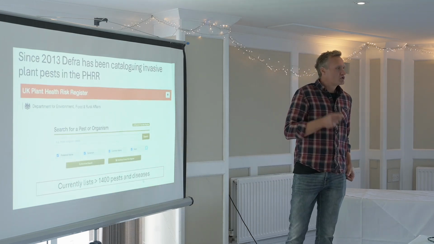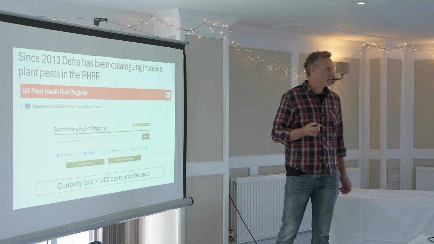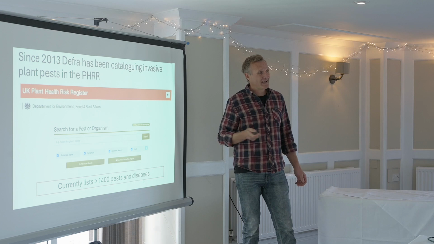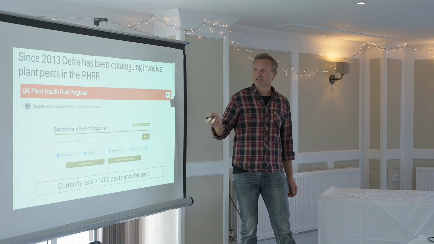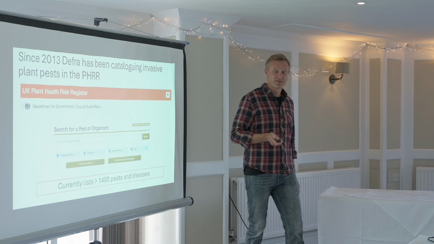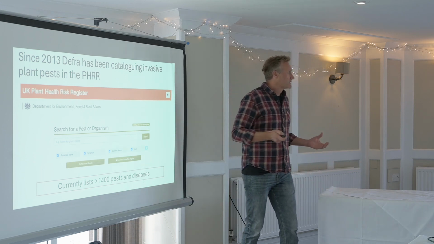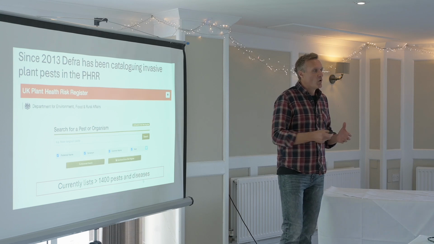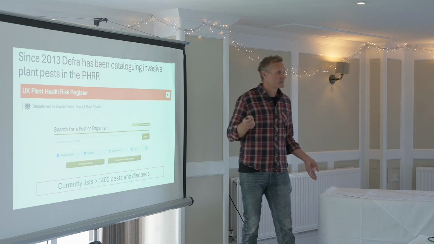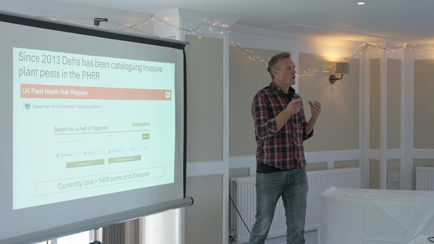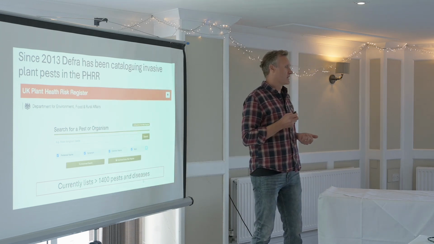Ash dieback triggered the government into a kind of a stress response on what might happen to trees, and they instigated a thing called the Plant Health Risk Register, PHRR. That's run by DEFRA. What this does is experts assess all of the known pests and diseases of crops and trees for their risk of arriving in the UK and how much damage they might do.